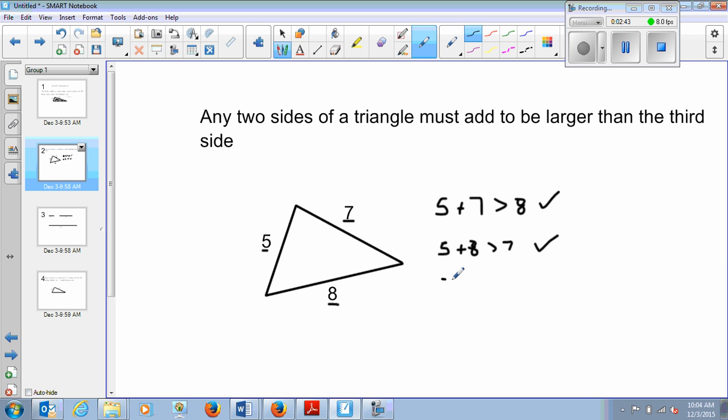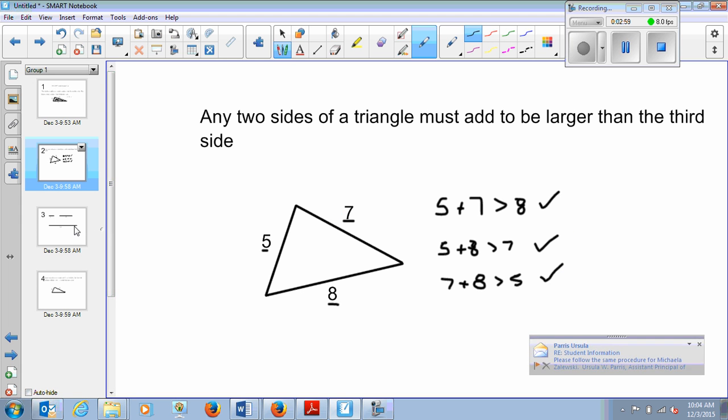Is 7 plus 8 greater than 5? And the answer, of course, is yes. 7 plus 8 is 15. That's greater than 5. So all three of these must be true for it to be able to form a triangle. Let me show you an example of why this is so.